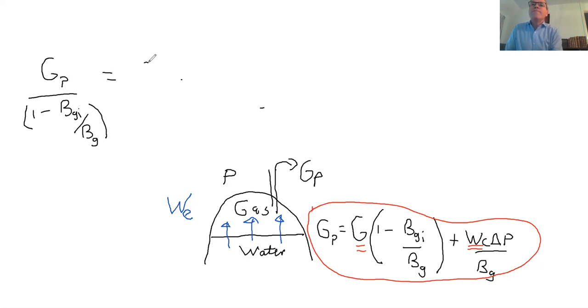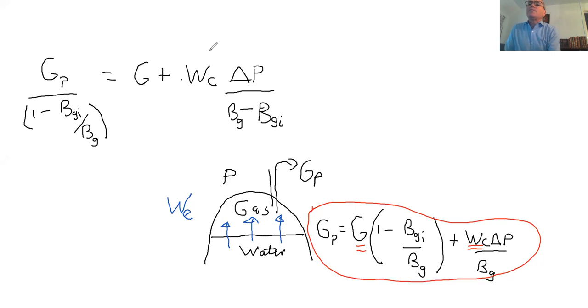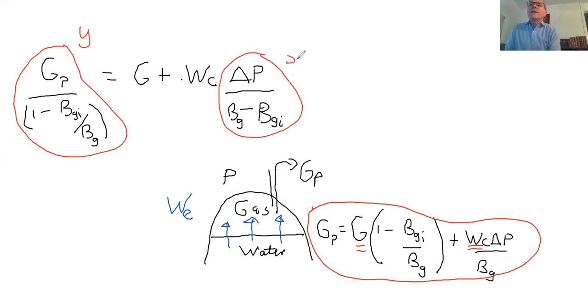Okay, that's going to equal G. So that's now on its own. I've got WC and I've got delta P, and then I divide through by 1 minus BGI over BG. So I got BG minus BGI, if we look at this. And then here, if again we use a coloured pen, this I'm going to plot on the y-axis. This I'm going to plot on the x-axis, and this is going to be the intercept, and this is going to be the slope.